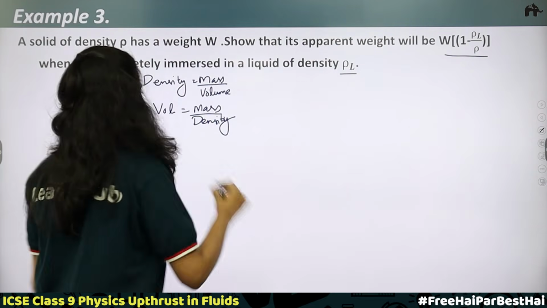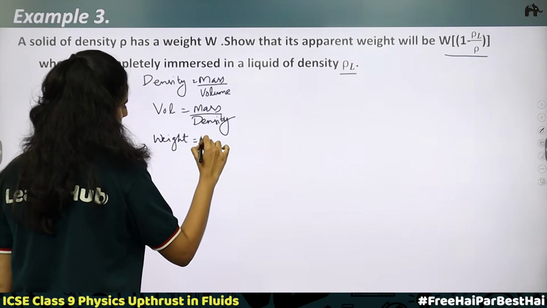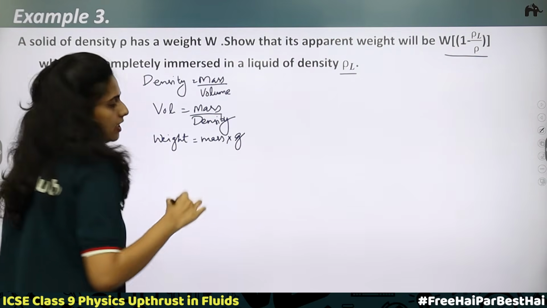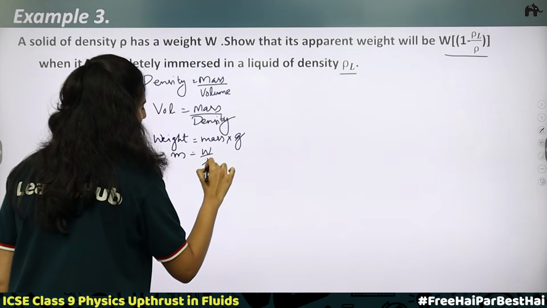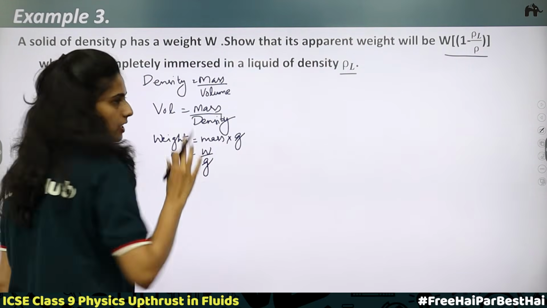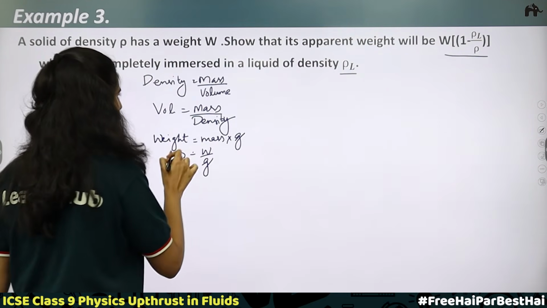Mass by density. We have weight is equal to mass into acceleration due to gravity. Then what is mass? Mass will be equal to weight divided by acceleration due to gravity. So this is the actual weight, divided by acceleration due to gravity, and you will get the mass.